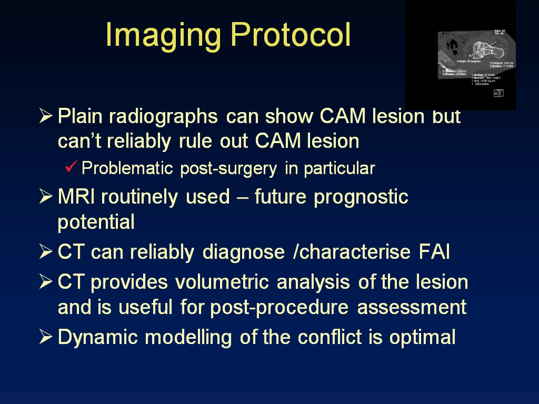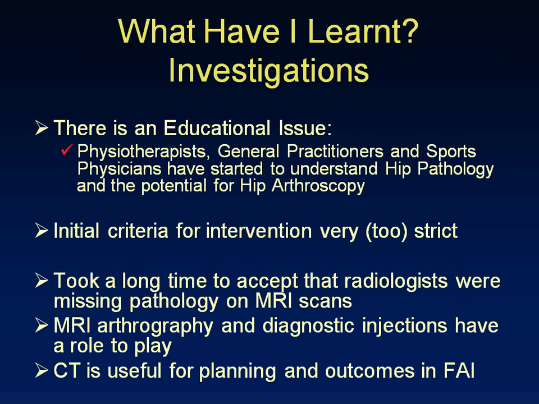MRI scans are routinely used. I think we're going to get to the stage over the next 5 years where it becomes very exciting in terms of cartilage sequencing and predicting which patients we should operate on. CT is very good for looking at FAI in detail, and where our research is going is towards the impact collision and really being able to dynamically model the impingement to know what you need to do surgically.